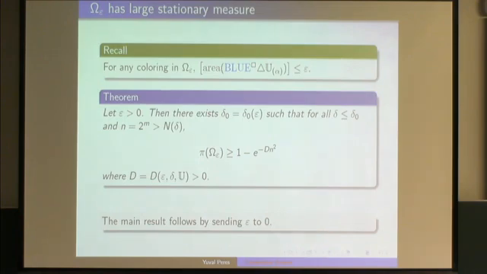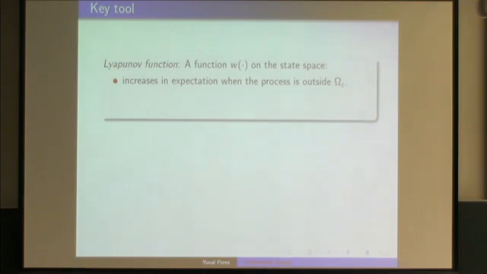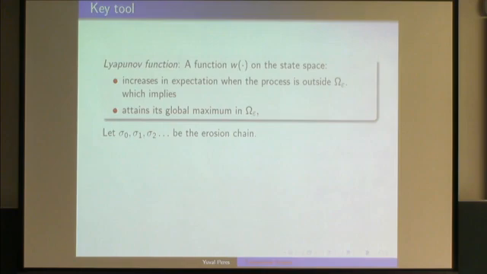So once you have that, it's easy to get the main result in the previous formulation with the limits. In order to prove this, we're going to use a Lyapunov function, that is a function which always increases when we are outside our target set omega epsilon. Increases in expectation, I should say, so it will give us a sub-martingale, and hence it will attain its maximum in omega epsilon.